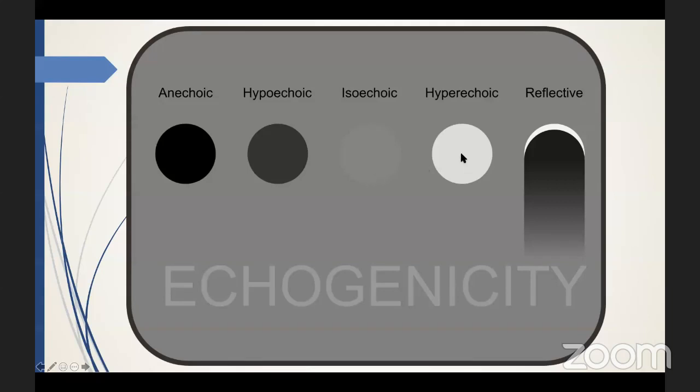Hyperechoic, like I said, is quite bright and sticks with chronic or old DVT, or, for example, calcified plaque or something like that, or stones within the gallbladder, for example. We call it reflective, or with acoustic shadowing. So these are the common echogenicities that we use to describe our findings in ultrasound.